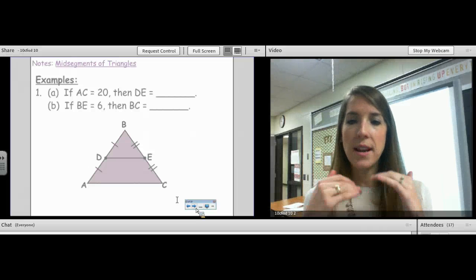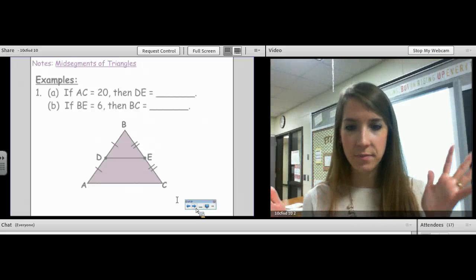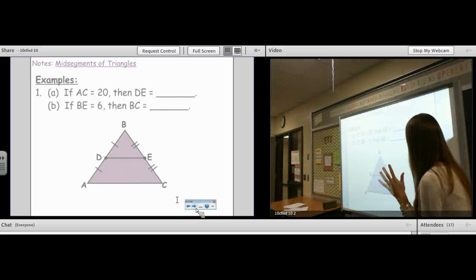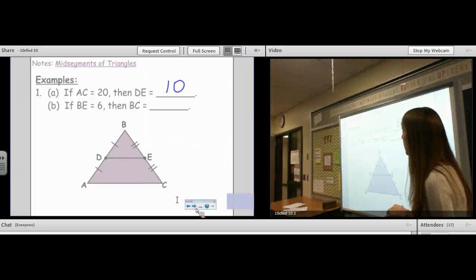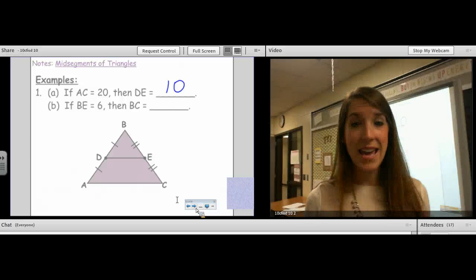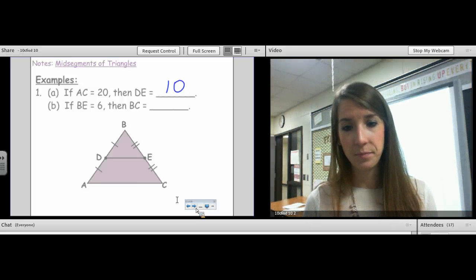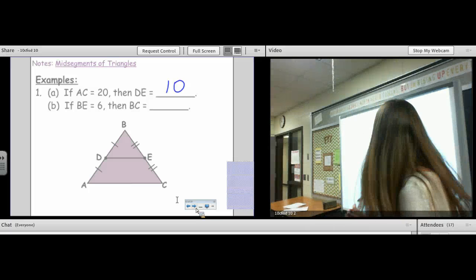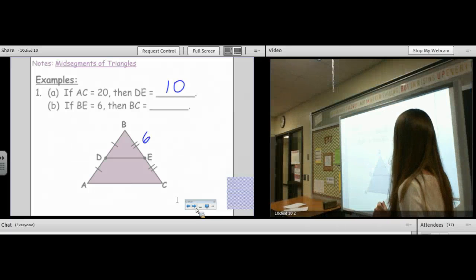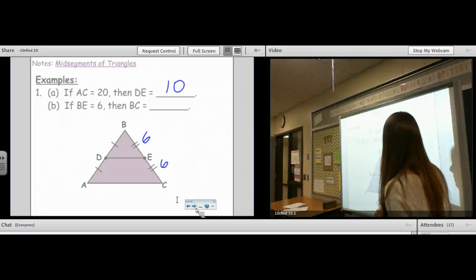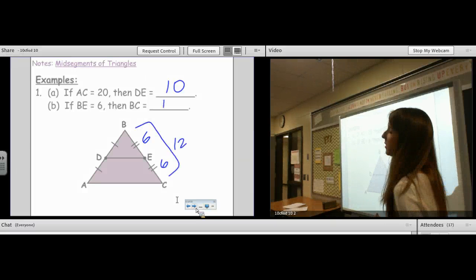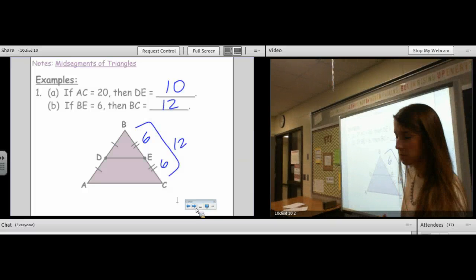If AC is 20, then DE is 10. If BE is 6, then BC is 12. Because if this is 6, and that's a double tick mark, and that's a double tick mark, then this whole thing is 12. Moving on.